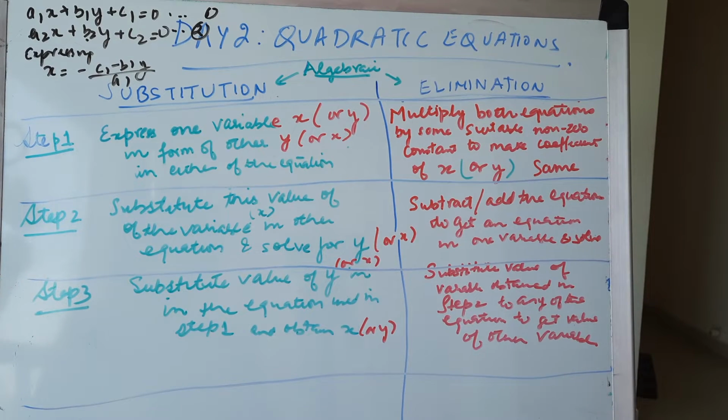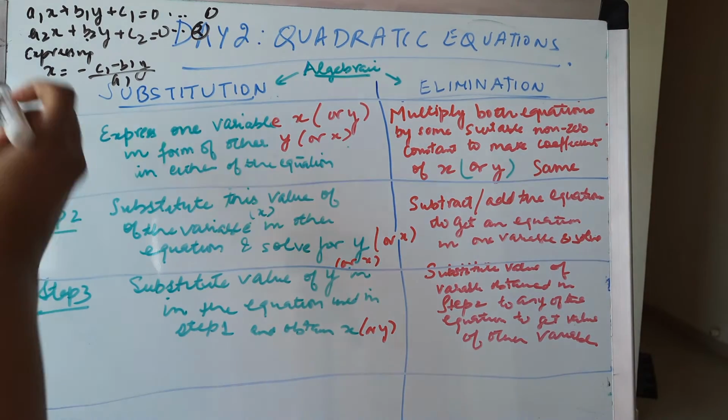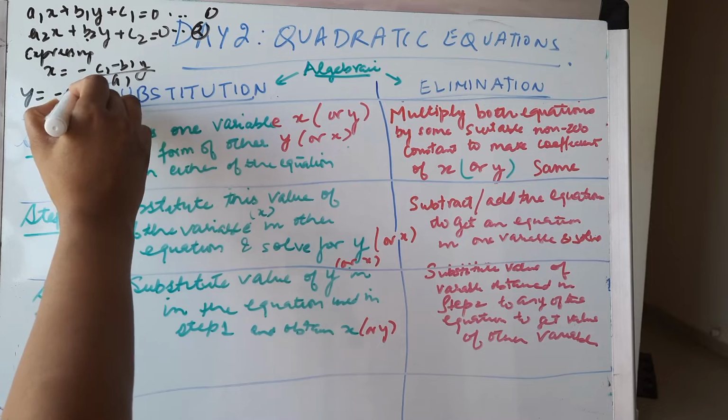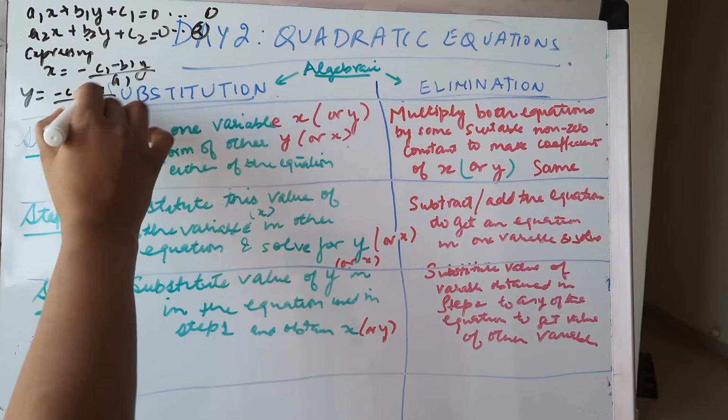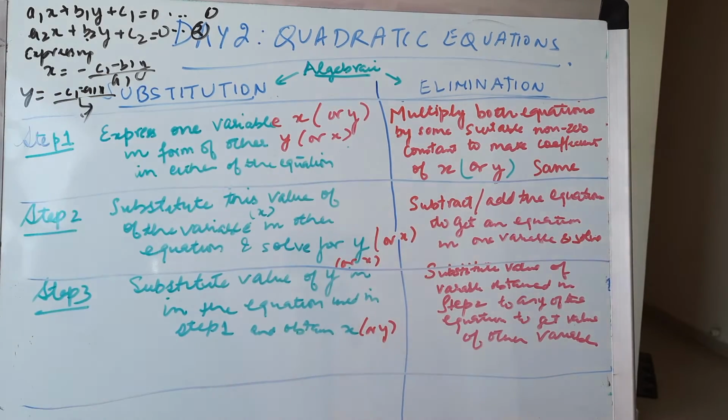So it can be x, it can be y, depending on what you want to do. I'll give you the tips and tricks along the way. Here I've selected x, there I've selected y, but you can select either of them, right? So you can also express y is equal to minus c1 minus a1x by b1, right? So that's how you can express. That's step 1, in either of the equations. Currently we have taken equation 1, you can take equation 2 as well. Looking at the equations you will come to know.